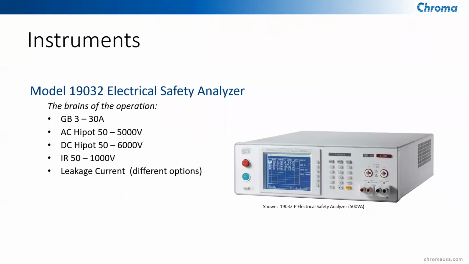On the instrument side, we have our model 19032 electrical safety analyzer. This is considered the brains of the operation. This is where all of your electrical safety tests will be sourced from. It can do a ground bond test, both Hipot tests, insulation resistance tests, and we also have different options for leakage current testing on this.